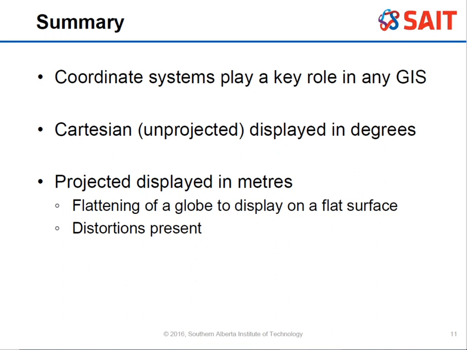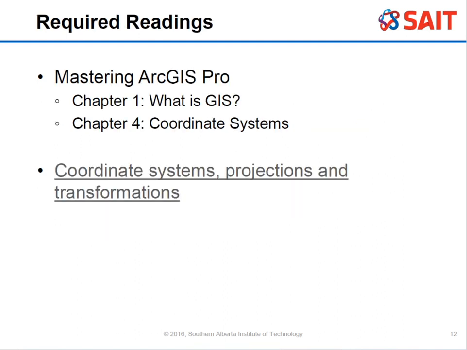And what we do is we take our round Earth and we flatten it onto a flat surface. So that is what is happening, and that's why we end up with some distortions, because it's just impossible to make a perfect round surface go on a flat piece of paper.